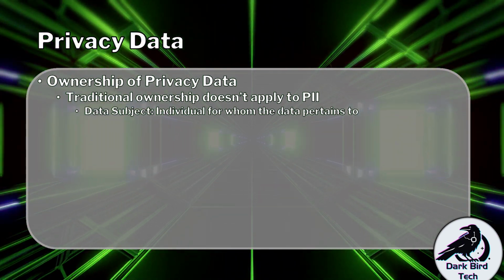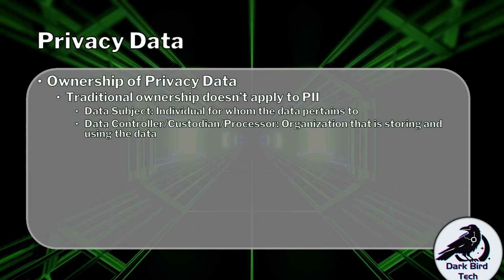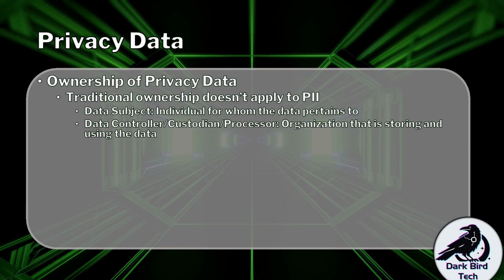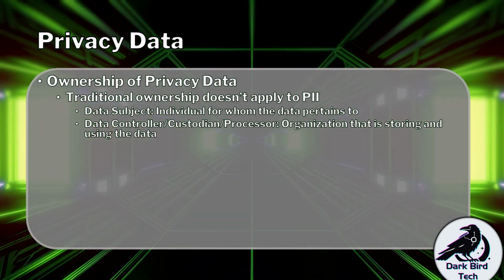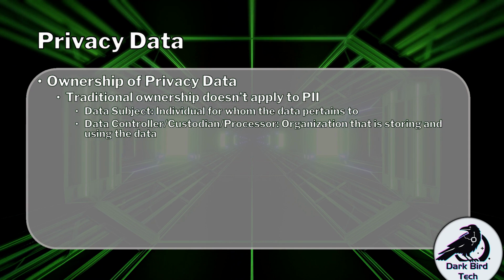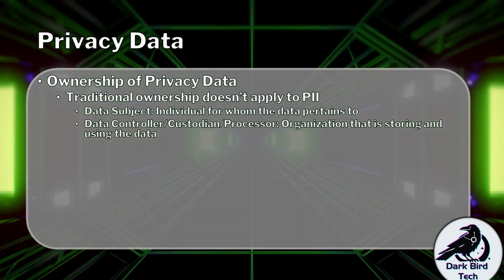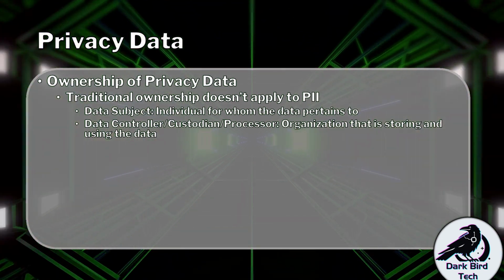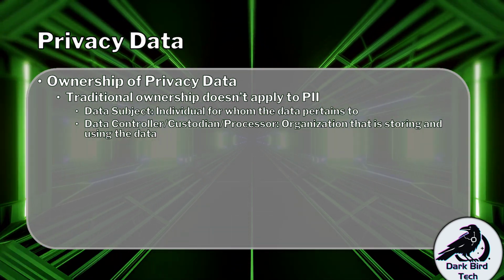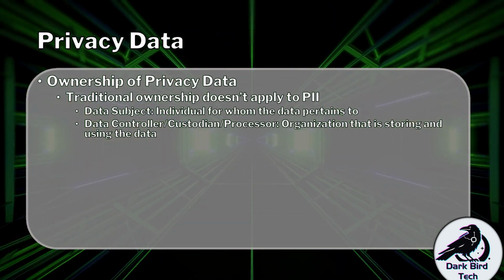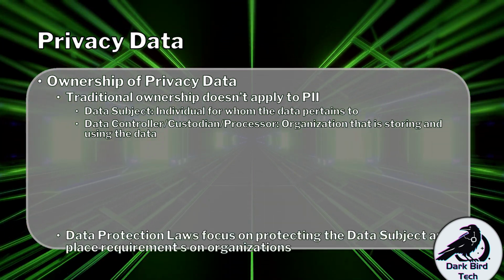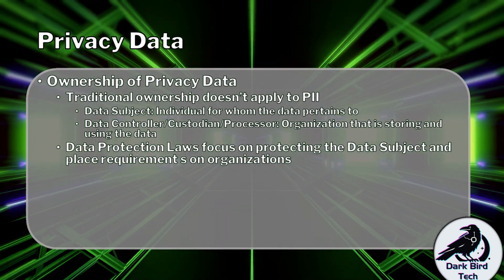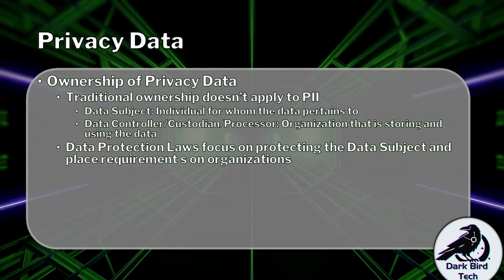But then, when that data is taken by another organization and used, you've got the data controller, custodian, or processor. Now, depending on legislation and the specific organization's operations, these roles might become more precise and specific, but generally it does apply to the organization that is storing and using the data. Obviously, the specific laws will define exactly what is and who is the controller, what is and who is the custodian, and what is and who is the processor. Your data protection laws are normally focused on the data subject and place the requirements on the organization for compliance.